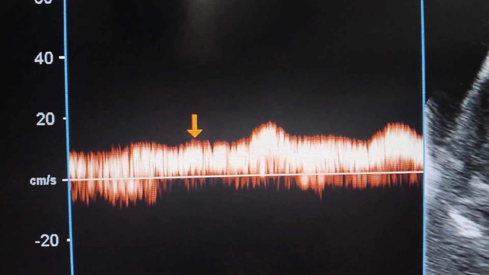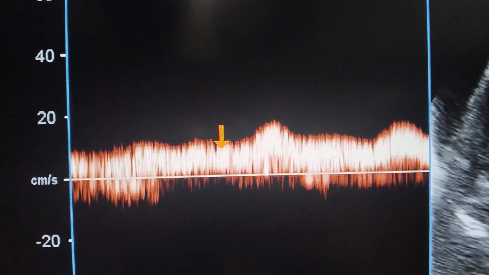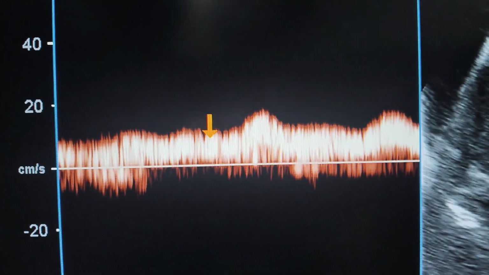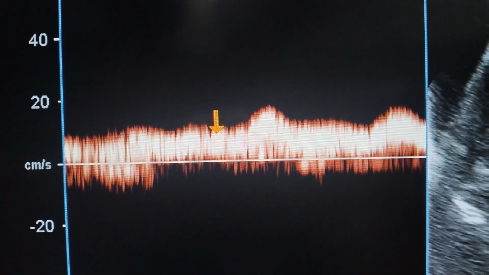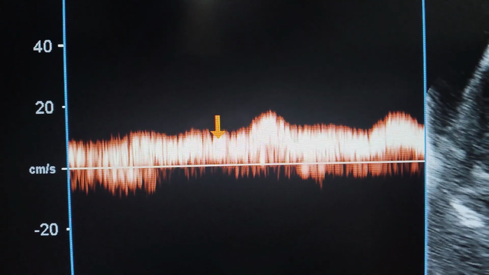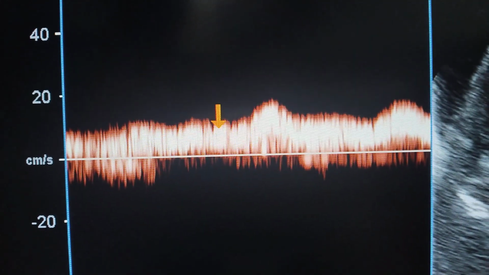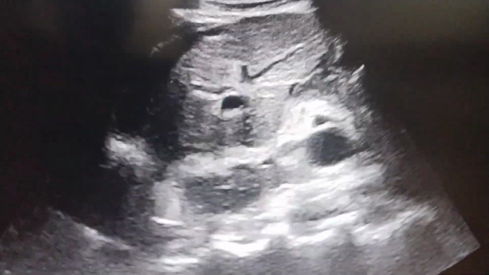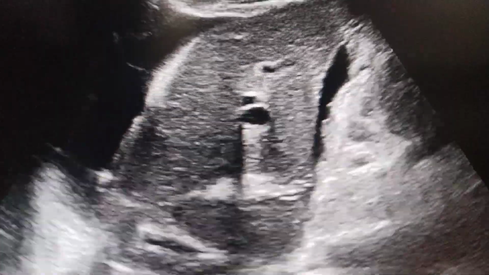So the portal vein is dilated, and it is showing significantly compromised respiratory phasicity. So I am going to check it with the linear probe, which will give us a better visualization of the liver.